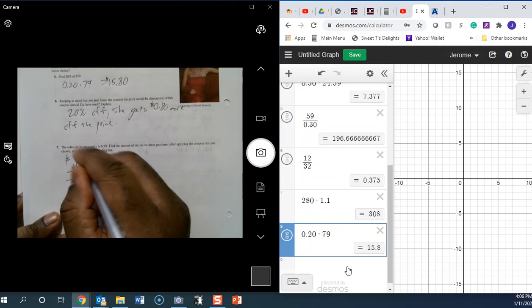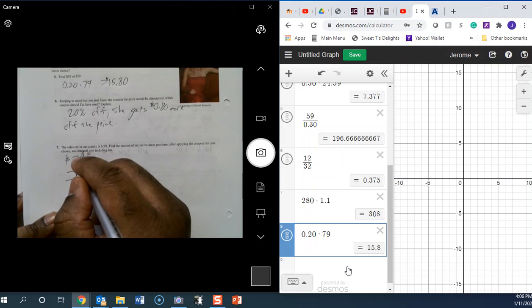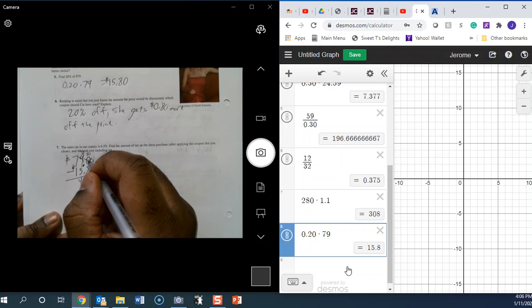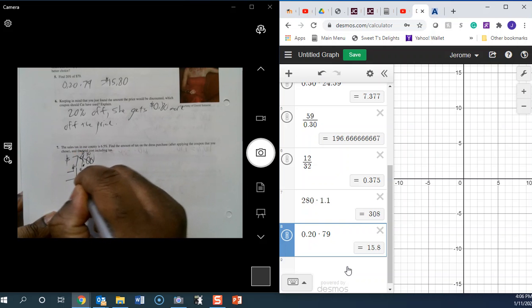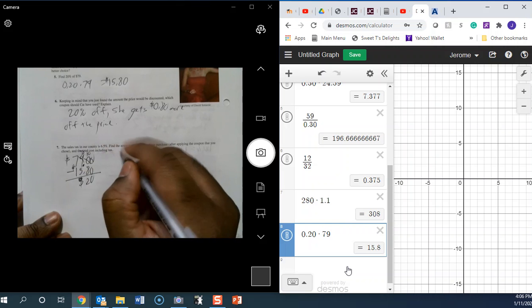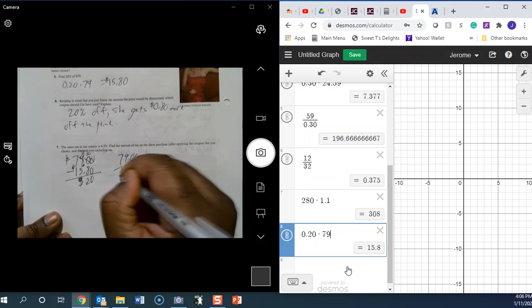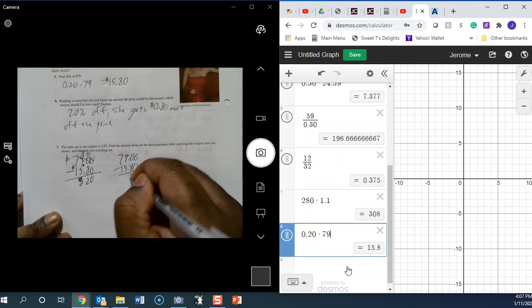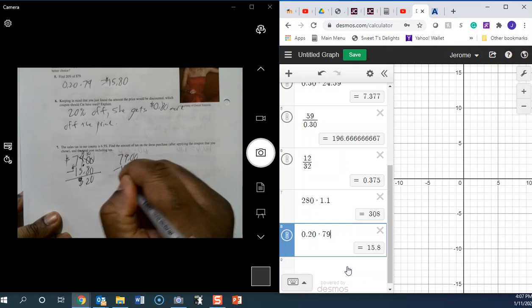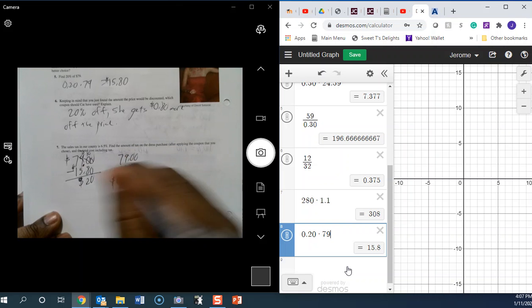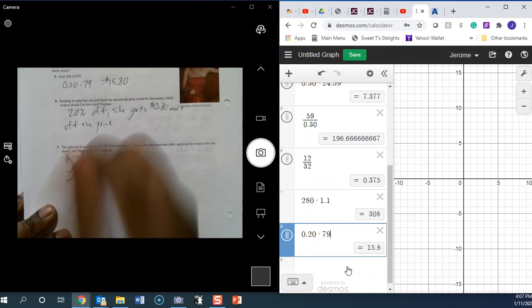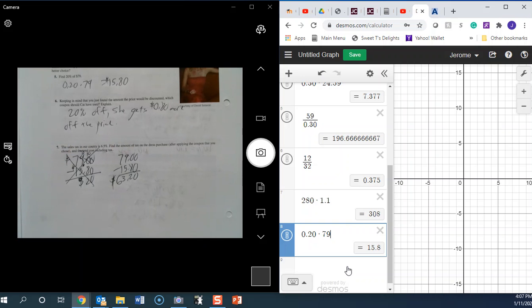So let me rewrite this. So it'll be $63.20. Now, we're also told that you have to pay the sales tax for the county.